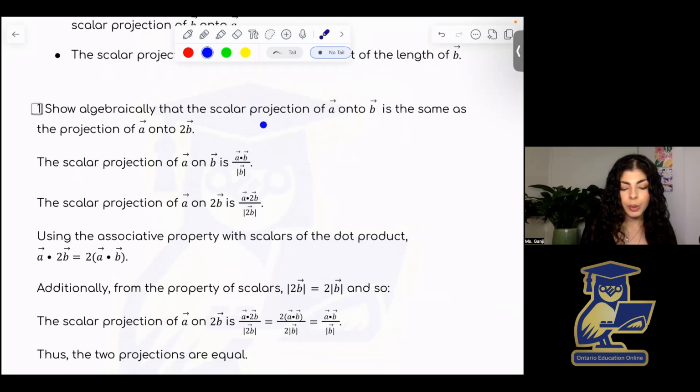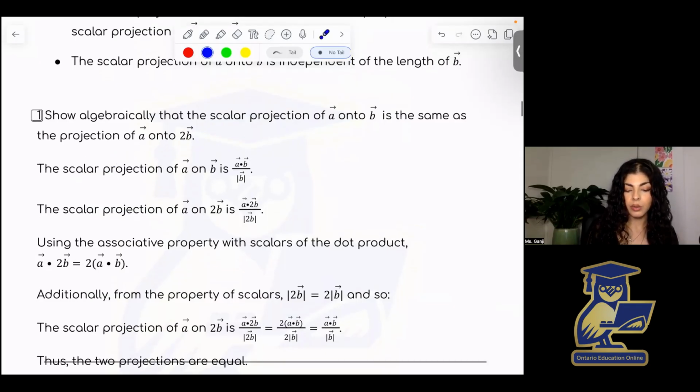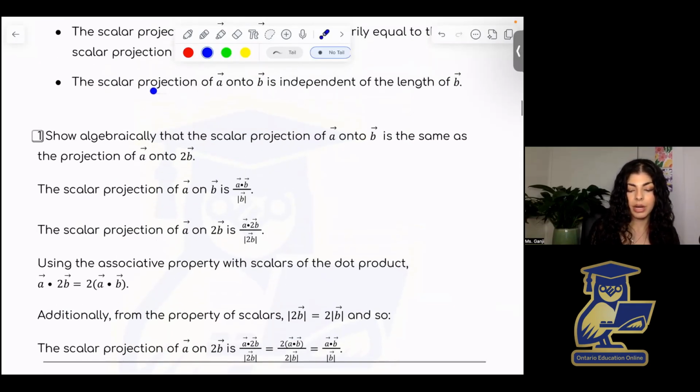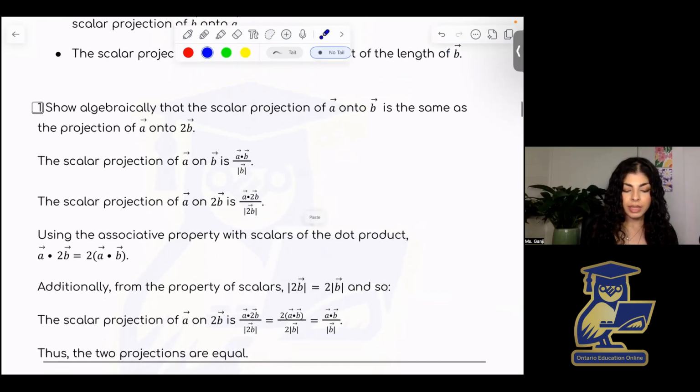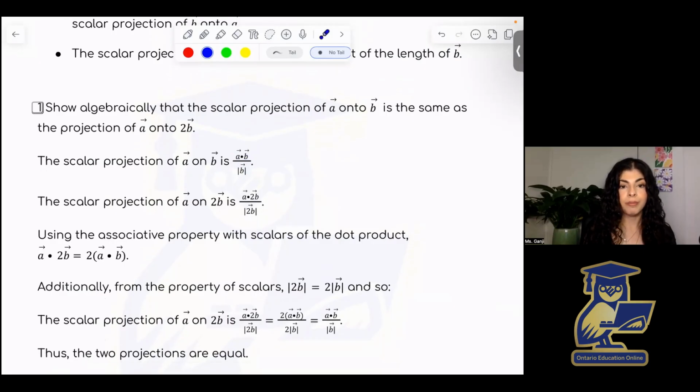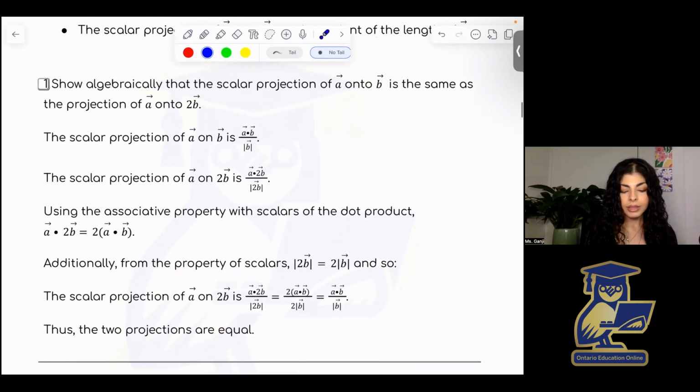we want to show algebraically that the scalar projection of A onto B is the same as the projection of A onto 2B. So this is what this claim here was, that the scalar projection is independent of the length of B. So the scalar projection of A onto B is the dot product of A and B divided by the magnitude of B. Now, the scalar projection of A onto 2B is the dot product of A and 2B divided by the magnitude of 2B.